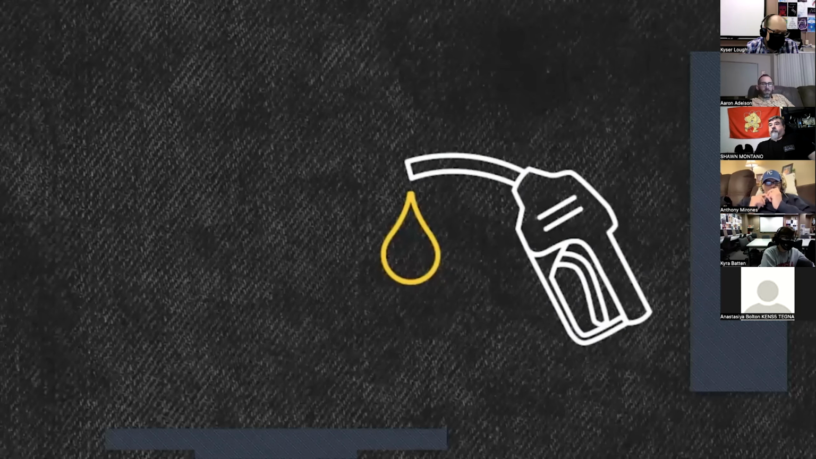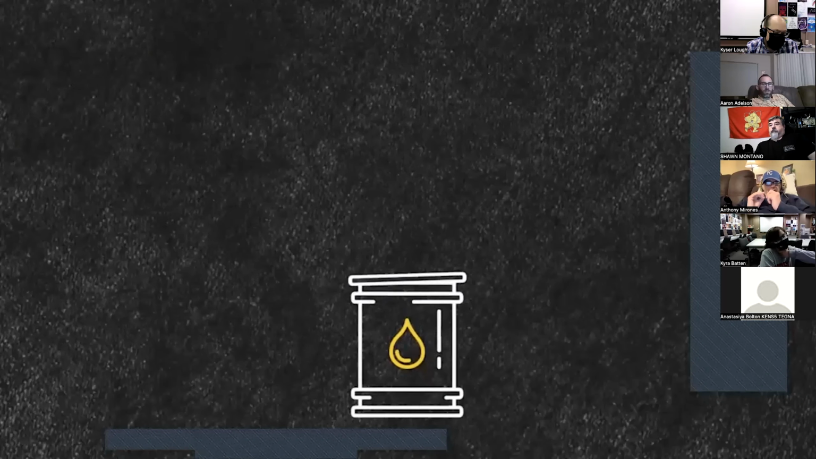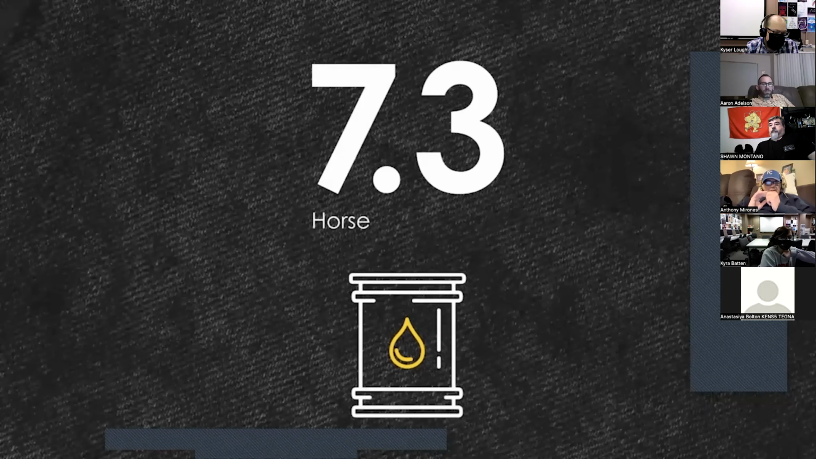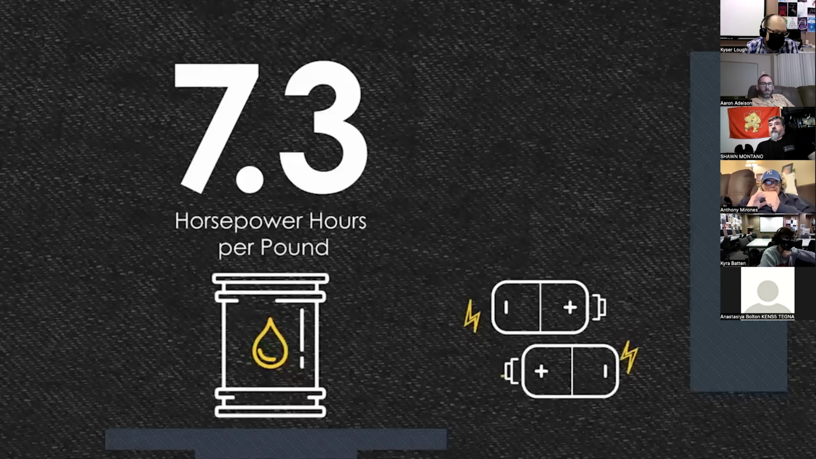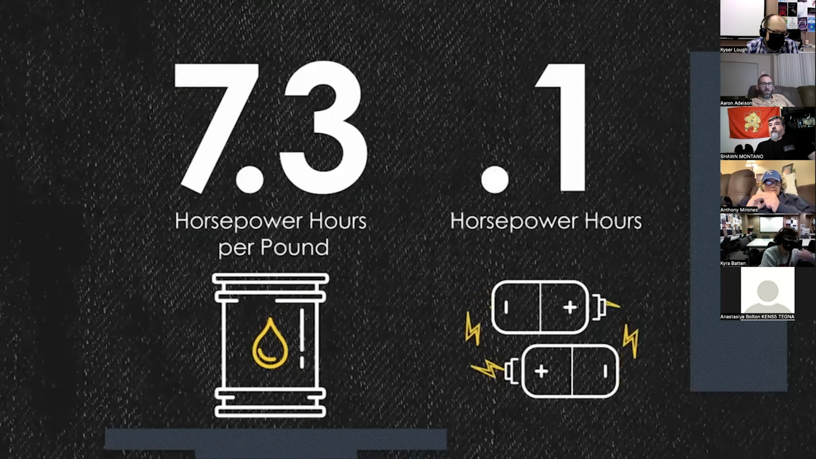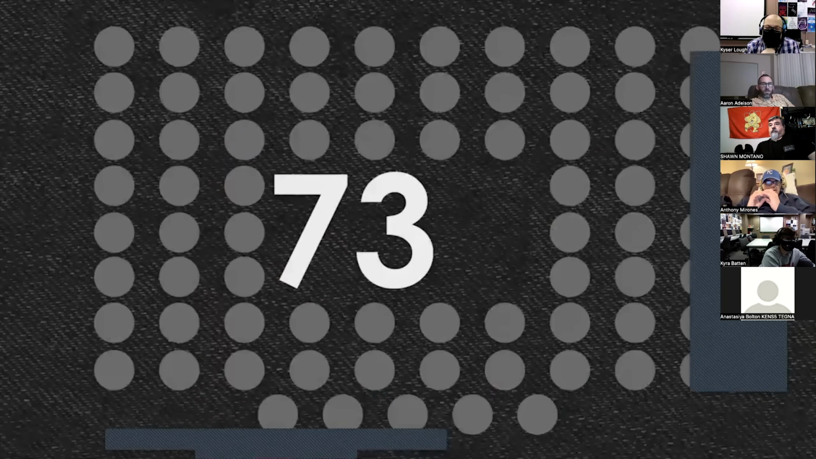If you look at the specific energy of liquid fuels, it's 7.3 horsepower hours per pound. And right now, at the pack level, a battery is about 0.1 horsepower hours per pound. That's off by 73 times. It's not 73%, it's 73 times. So that's quite a gap.